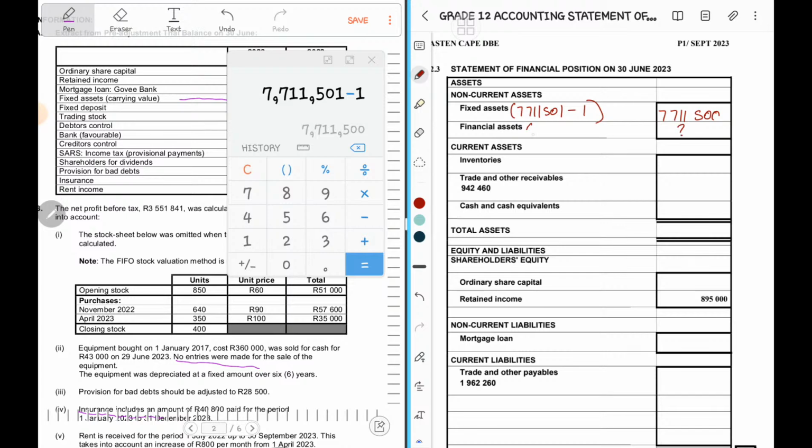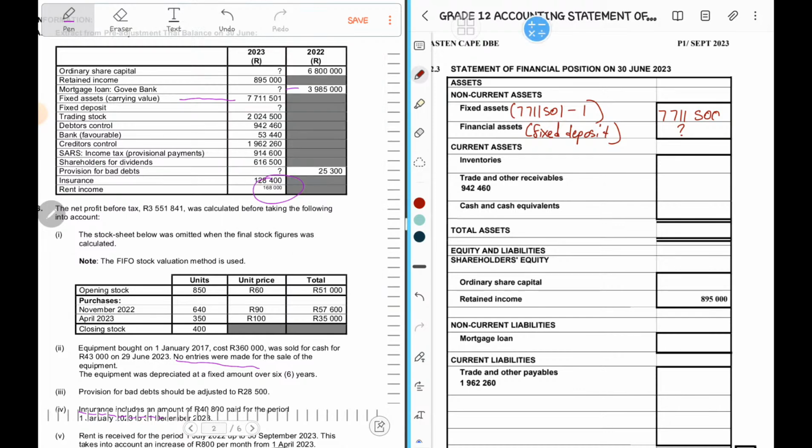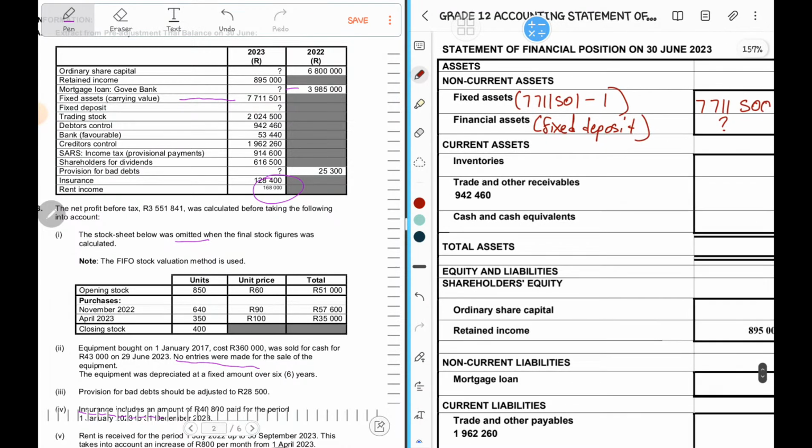This is the fixed deposit. Do not be afraid, fixed deposit. Then we're going to come to the inventories. Remember, earlier on we calculated the value of inventory on hand using the FIFO method. And remember, we're told that this was omitted, meaning that it was not recorded, it was never included. Then we have to include it.